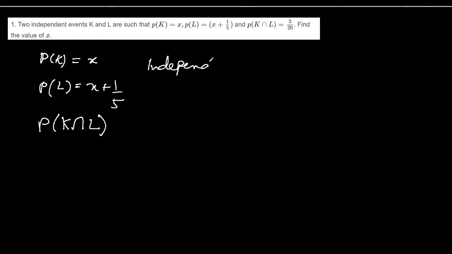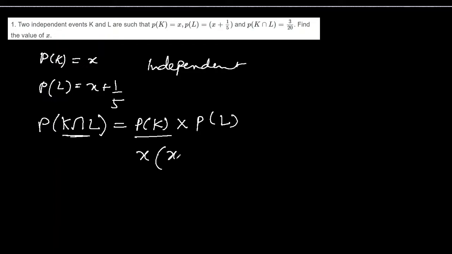When events are independent, the intersection of the two events, K intersection L, is P(K) multiplied by probability of L. So we know probability of K is x, probability of L is x plus 1 over 5, and it is equal to 3 over 20. That's what they have given here. So now we'll solve this one.